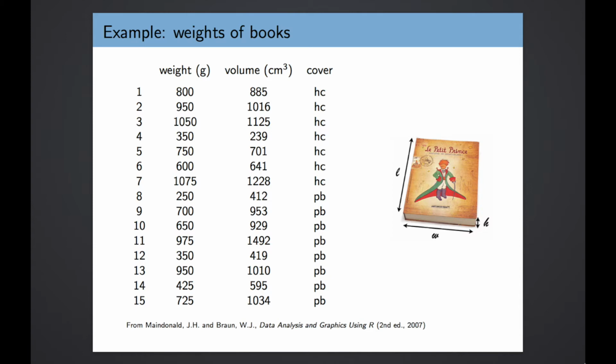We also have data on the volume of those books in centimeters cubed, so the length of the book times the width of the book times the book's height. And then we also have information on this categorical variable, whether the book is a hardcover or a paperback. So this final column in the data set here indicates whether a book is hardcover with the letters HC and paperback with the letters PB.